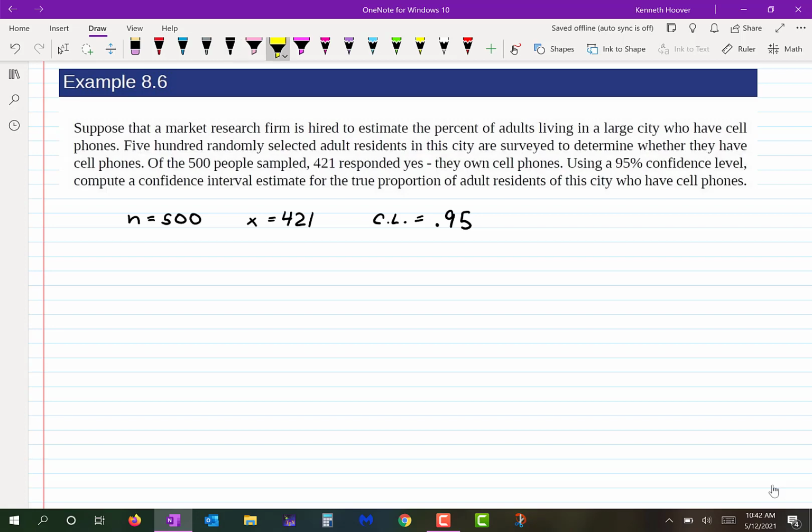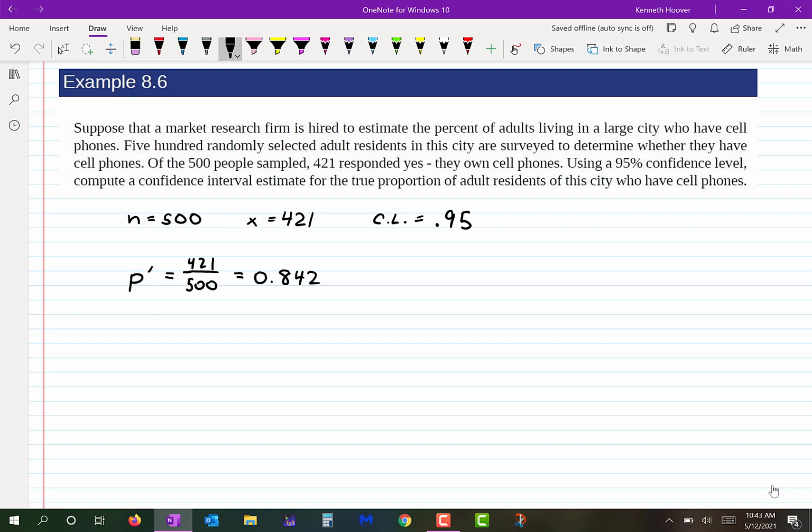Now, these are the only 3 numbers we need. The size of the sample, the number of successes, and what confidence level we want. Okay? We're going to use those to calculate 3 more things. We're first going to calculate our estimate. This is not the estimate. This is the actual proportion from the sample. So that's X divided by N. Okay? And that comes out to be 0.842.